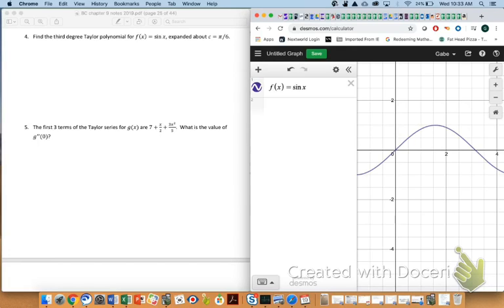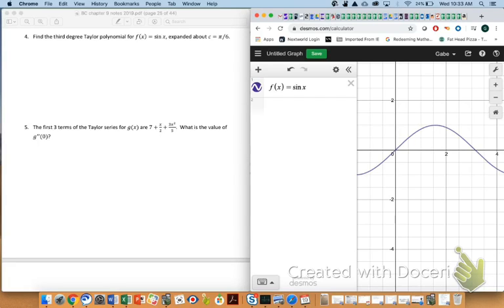Hey guys, I want to shift modes a little bit. I want to give you a little more direct instruction on this one. So this number 4 is called a third degree Taylor polynomial. And as you all noticed, it's not centered at 0 like the previous one. It's centered at pi over 6. Okay?